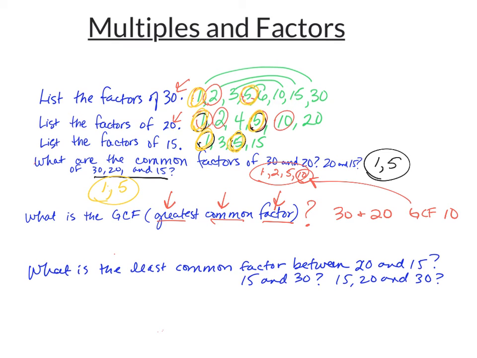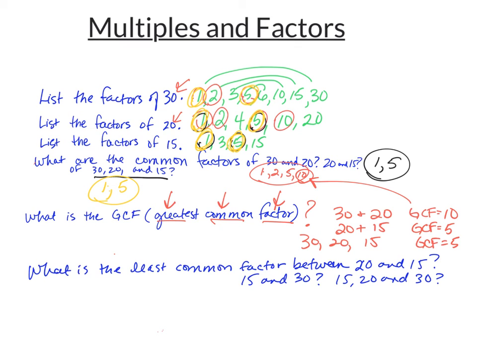The greatest common factor between 20 and 15 is 5. And the greatest common factor between 30, 20, and 15 is also 5. It is the greatest factor that goes evenly into all three numbers.